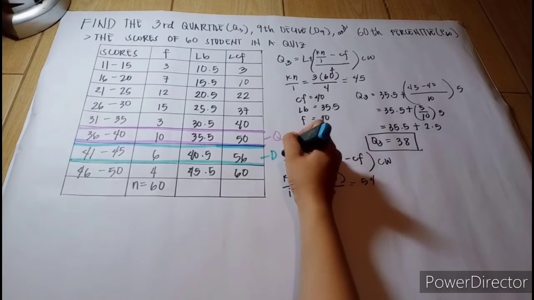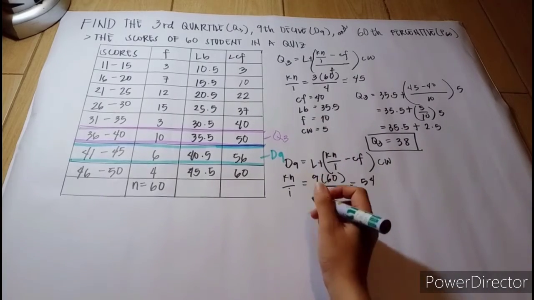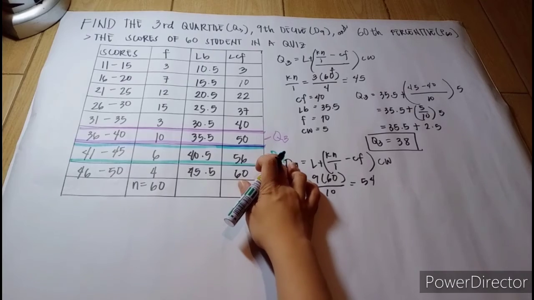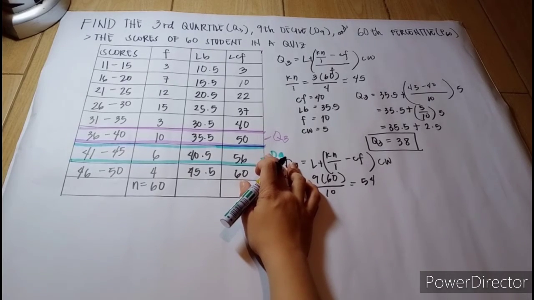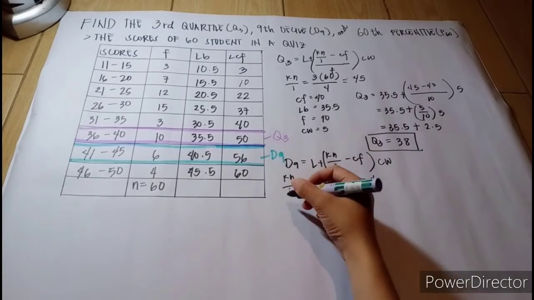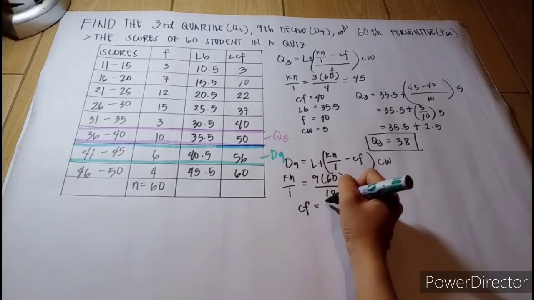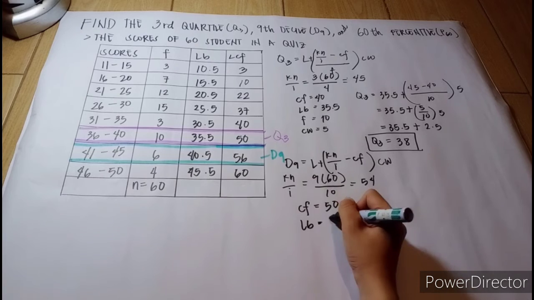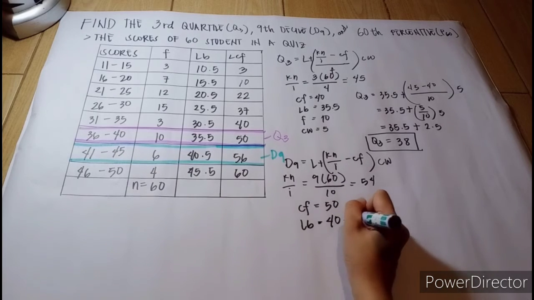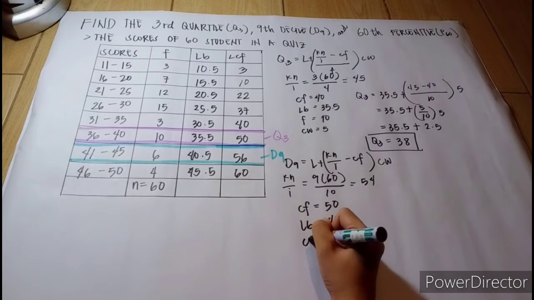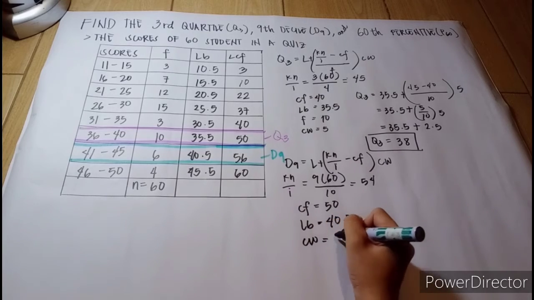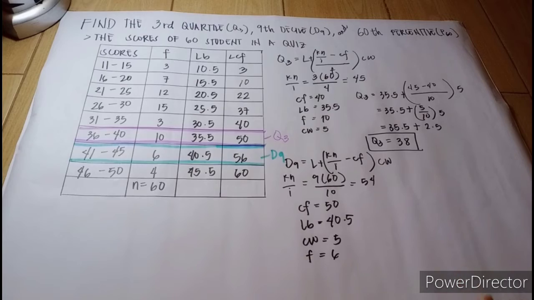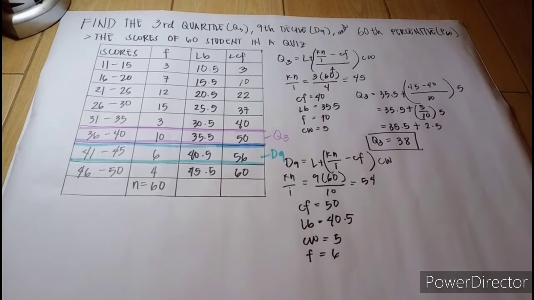So for decile 9, since this is the class that we need, our cumulative frequency is 50. And the lower boundary is 40.5. And the CW is 5. And the frequency is 6. Then, we have to substitute.